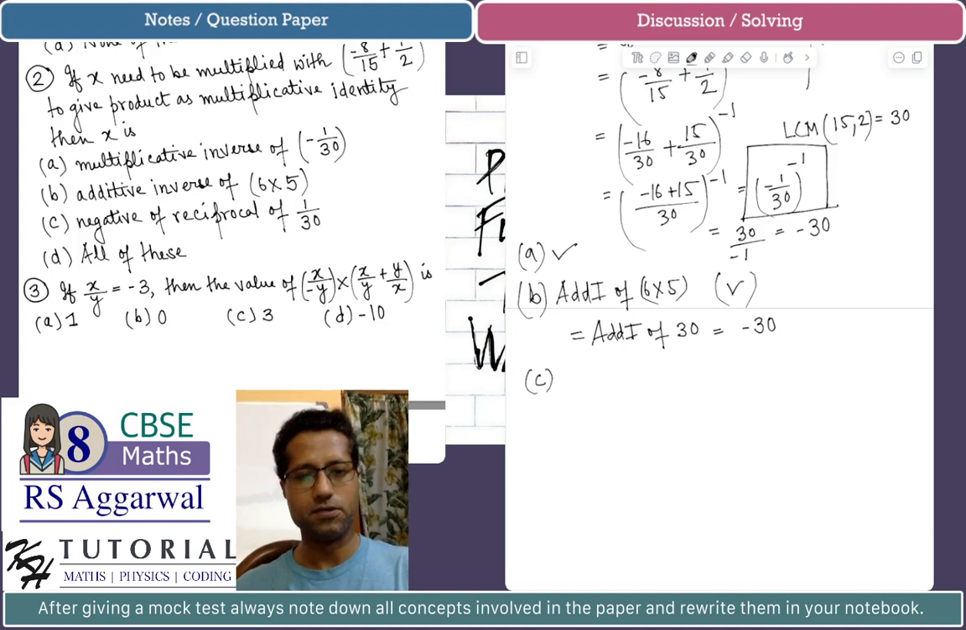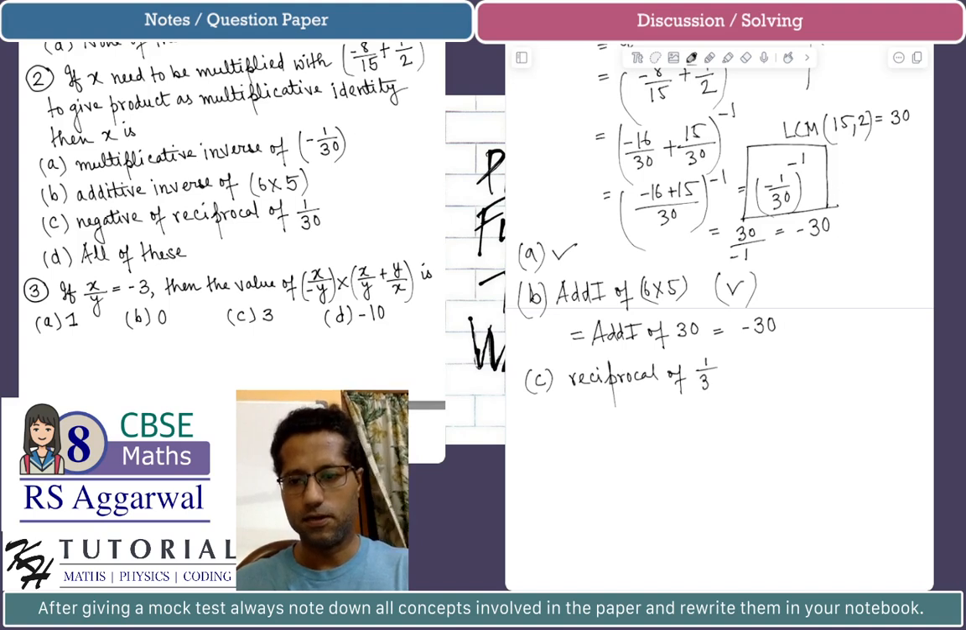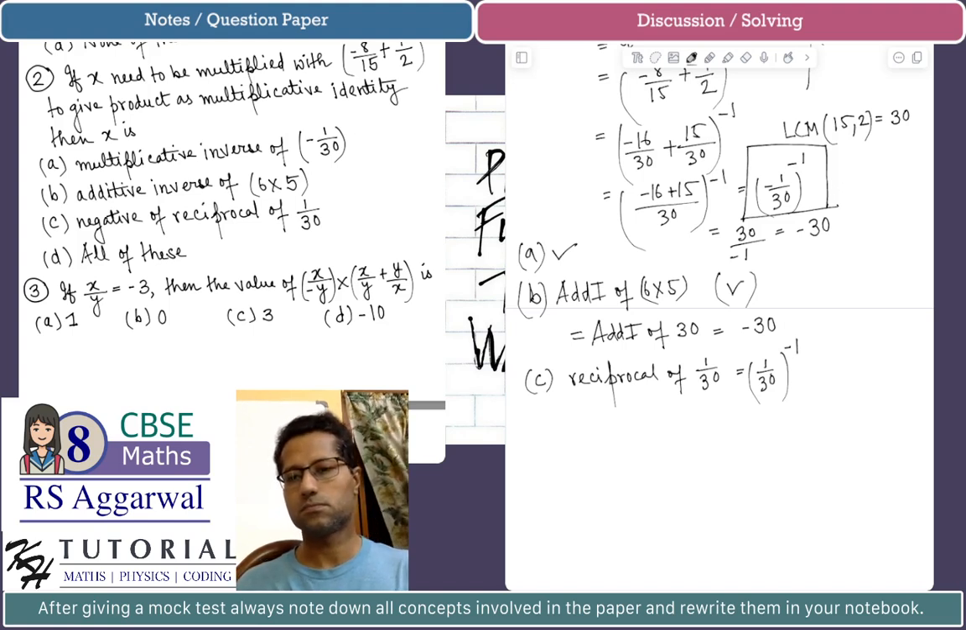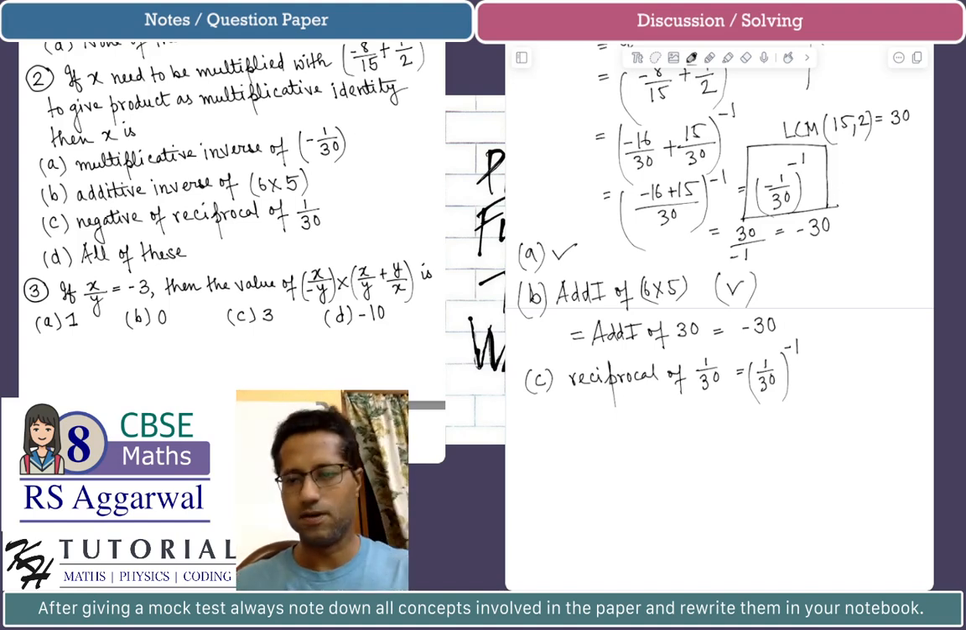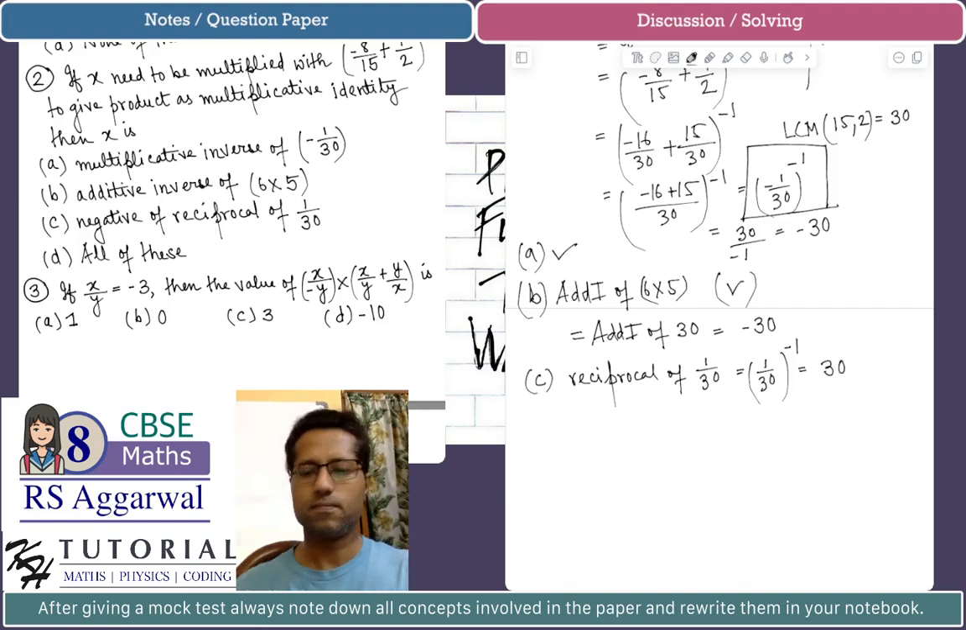What is C? Negative of reciprocal of 1 by 30. Okay. So what is the reciprocal of 1 by 30? Reciprocal of 1 by 30 is 1 by 30 to the power minus 1. You can also write it as 30. Okay. Now, negative of reciprocal of 1 by 30. So, we have found reciprocal of 1 by 30 is 30.